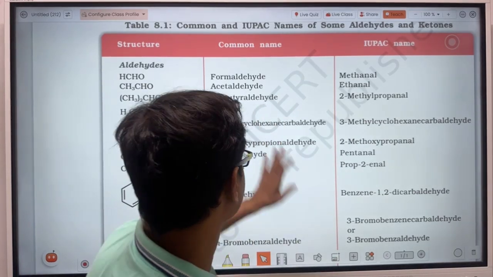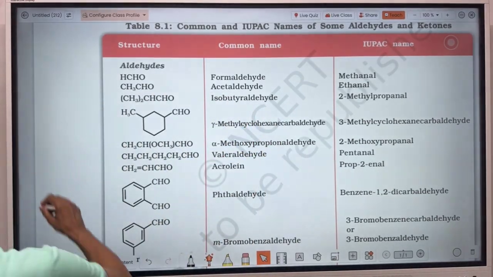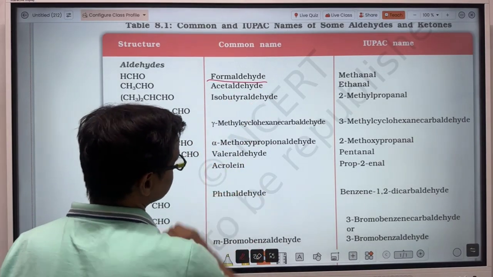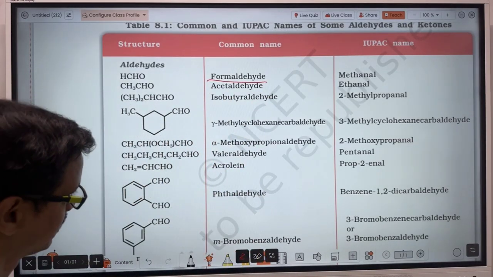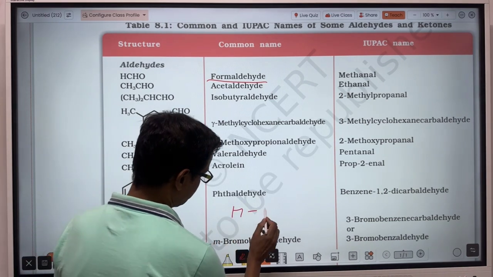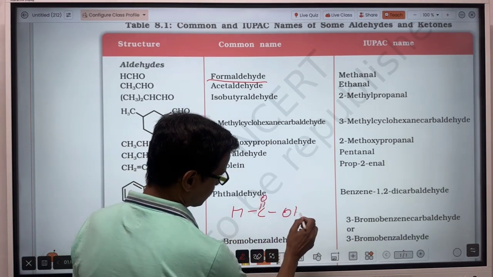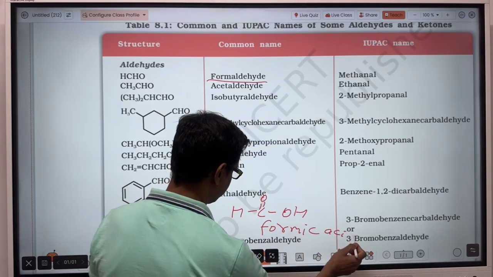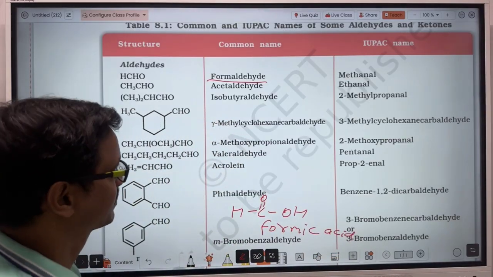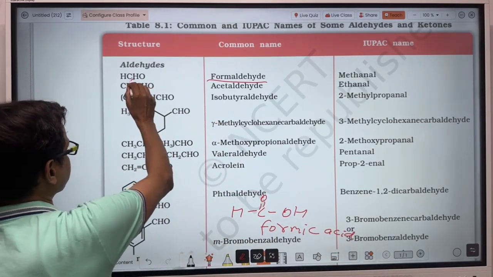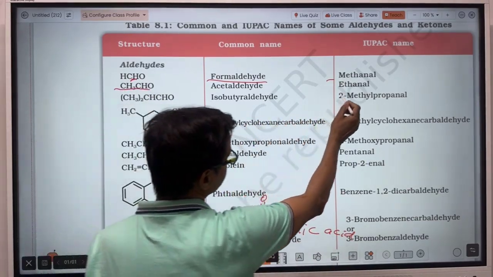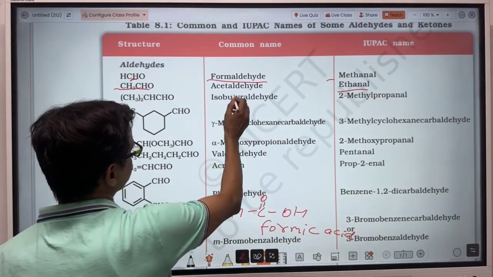Okay, so let's see here: CHO is called formaldehyde as the common name. Same here, if there is COOH, that will be called formic acid. Only one carbon is there, that's why methanal. Now with 2 carbons, I call it ethanal, and that is called acetaldehyde.